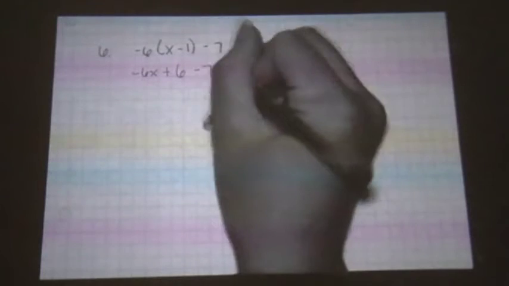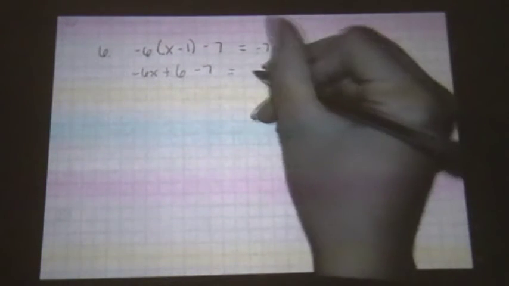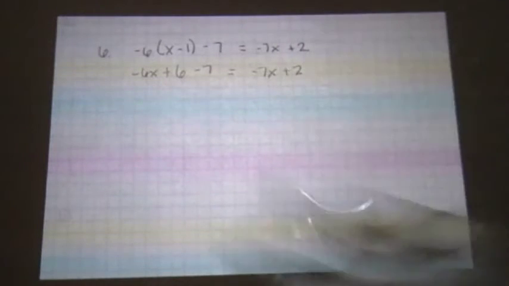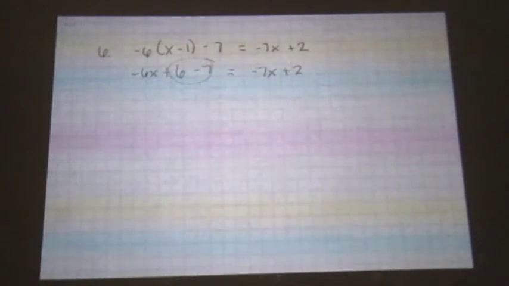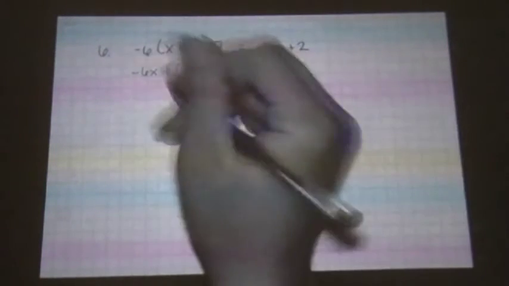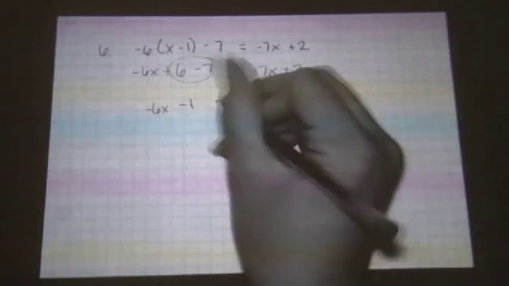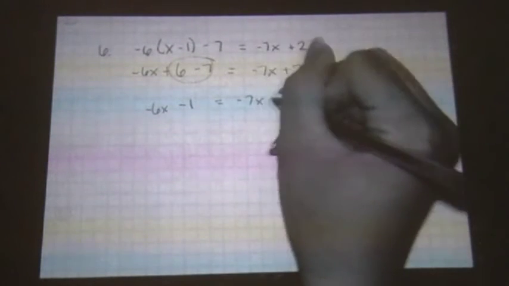Bring down my minus 7. Bring down my equal sign. And there's nothing to change yet on this side. The next thing I want to do is combine my like terms there. So I have 6 minus 7. That's going to give me negative 1. Bring down minus 6x. And now it's going to be minus 1 because we had the negative. Bring this down on this side.